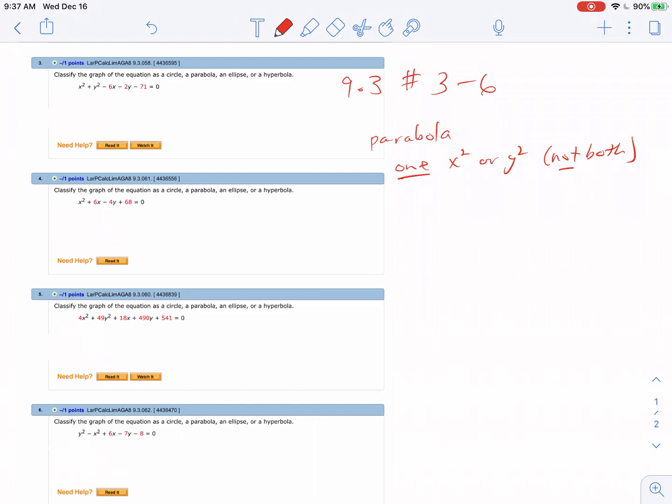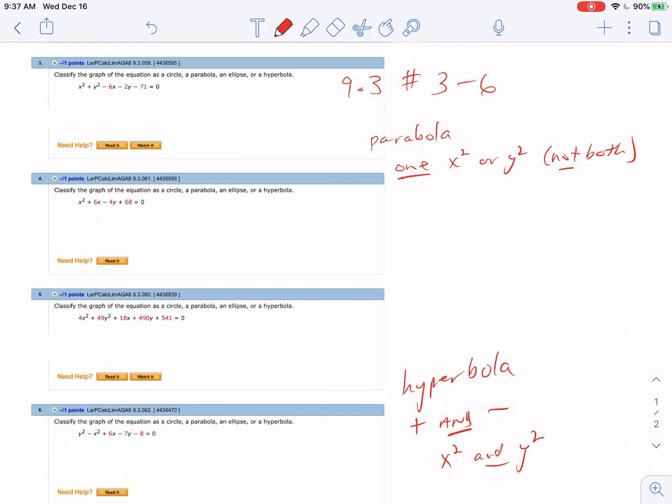The next one that's probably the easiest is the last one that we did, the hyperbola, because that has a positive and a negative x squared and y squared. So in other words, it has an x squared and a y squared, but one's positive, one's negative. That's when you're going to identify it as the hyperbola.